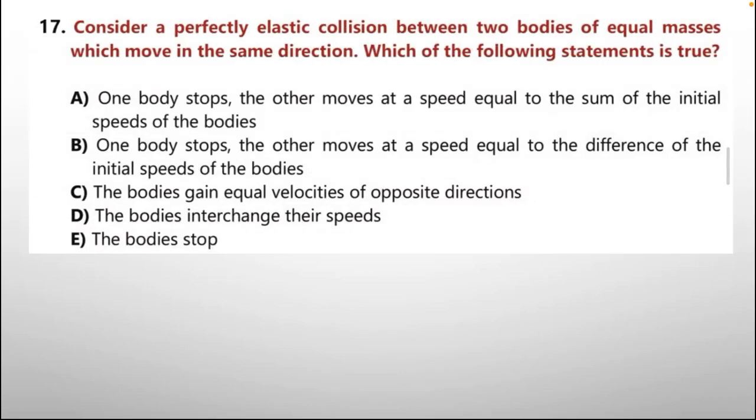Question number 17. Consider a perfectly elastic collision between two bodies of equal masses which move in the same direction. Which of the following statements is true? A. One body stops, the other moves at a speed equal to the sum of the initial speeds of the bodies. B. One body stops, the other moves at a speed equal to the difference of the initial speeds of the bodies. C. The bodies gain equal velocities in different directions. D. The bodies interchange their speeds. E. The bodies move or stop.